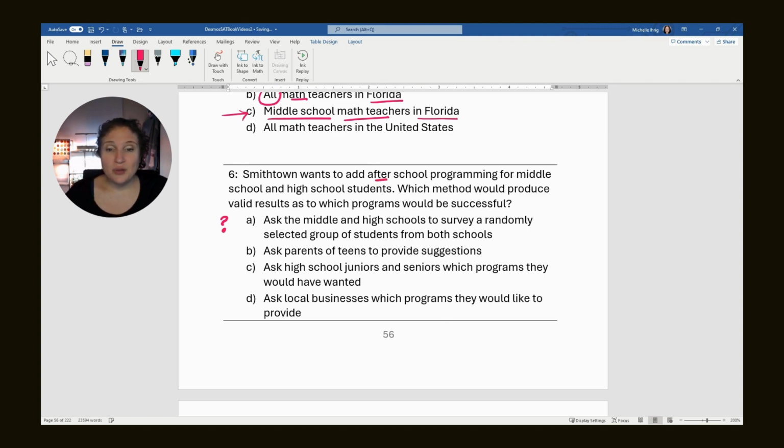Well, it's after-school programming for middle school and high school students. This asks parents, so it wouldn't necessarily give us the most valid results. C, ask high school juniors and seniors which programs they would have wanted. Well, if we're doing programs for middle and high school, if we're only asking the high school juniors and seniors, that misses a huge part of the population. So it can't be C. D, ask local businesses which programs they would like to provide. Again, it doesn't reach our target population, so we know the choice is choice A.